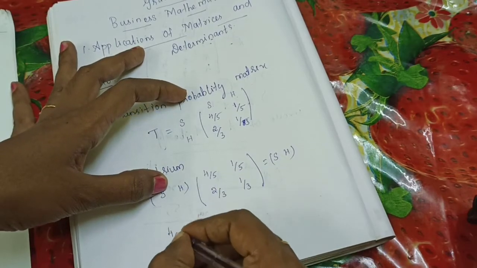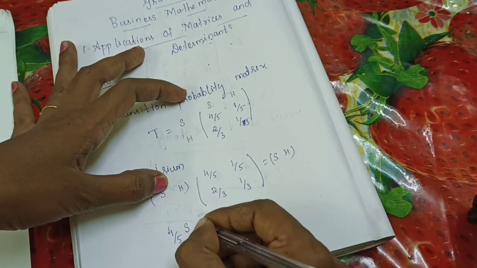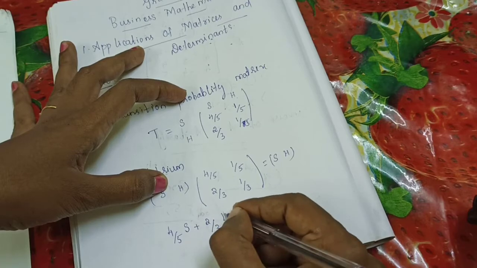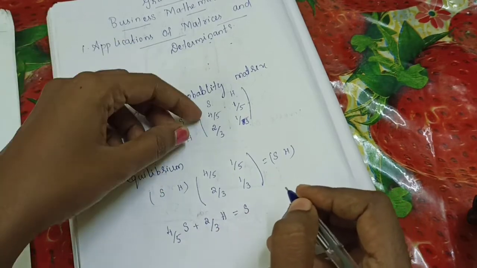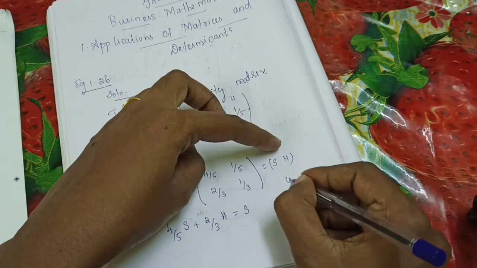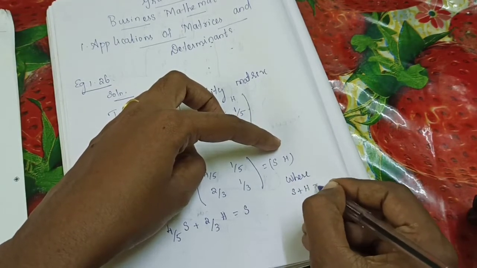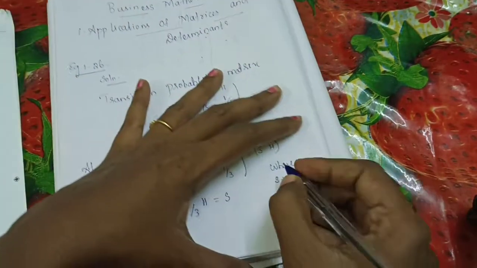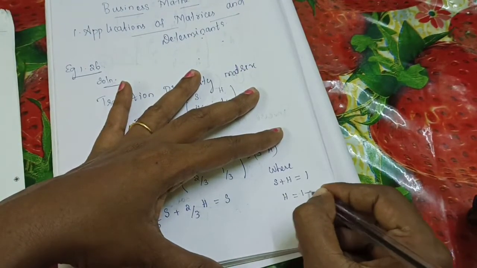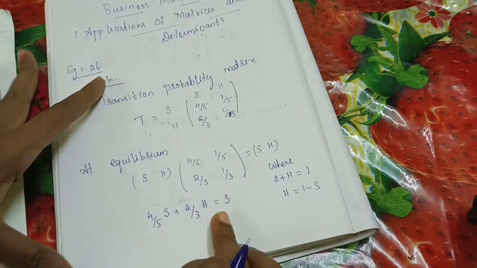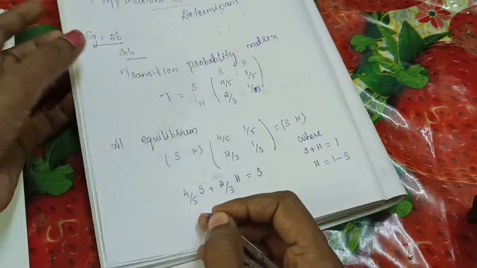So what will happen? 4 by 5 into S plus 2 by 3 into H is equal to S. At equilibrium, this is the condition where A plus B is equal to 1. So here the S plus H value must be equal to 1. If I take the H value, what's the balance? 1 minus S. Now substitute H as 1 minus S.